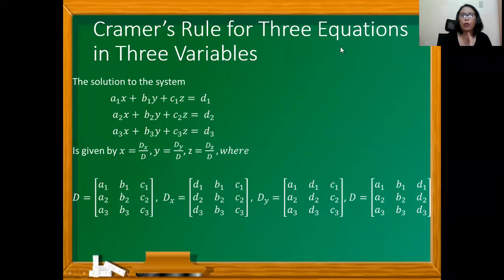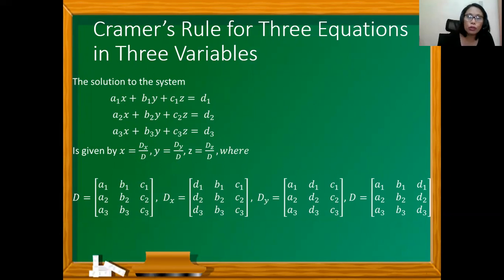Hi everyone, I'm going to discuss solving three equations in three variables using Cramer's rule. In the last discussion, you learned how to evaluate the determinant for a 3 by 3 matrix. So we'll be needing that knowledge to solve using Cramer's rule, because with Cramer's rule we are required to calculate the determinant, and since we are dealing here with three equations and three unknowns, we will be working on the determinant of a 3 by 3 matrix.